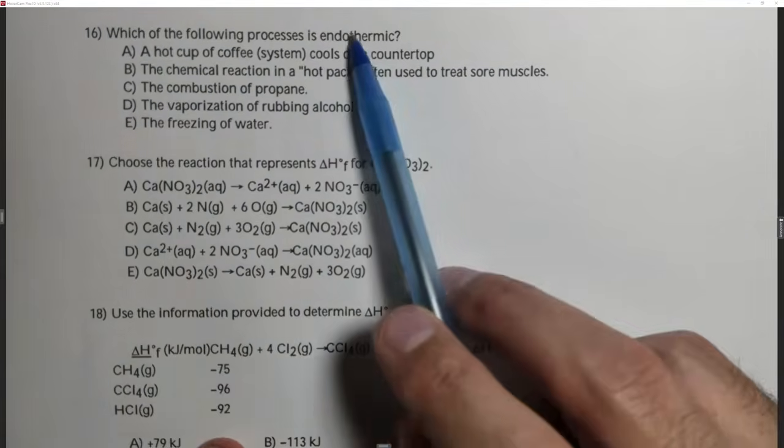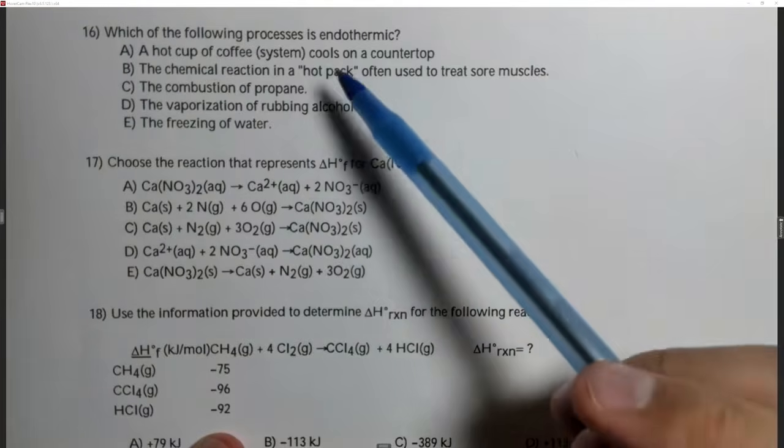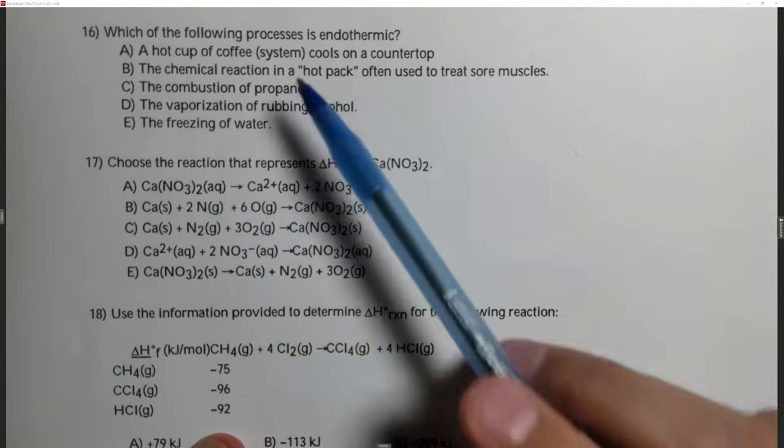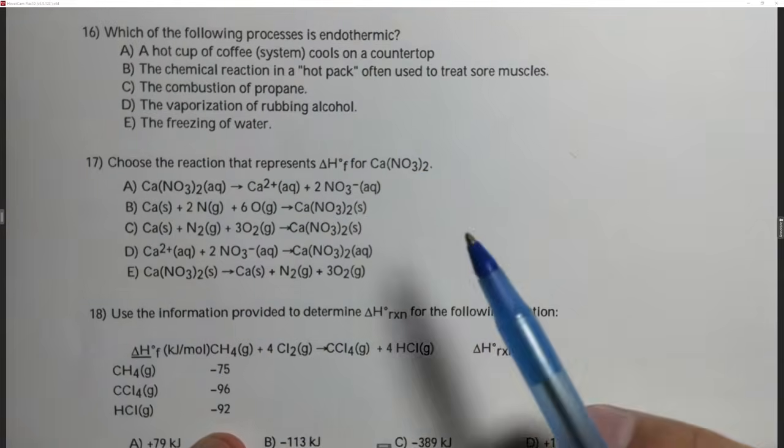Question 16, it says, which of the following processes is endothermic? This can be tricky and takes practice. So it's really important to practice a few problems like this, and there are some on the homework as well.